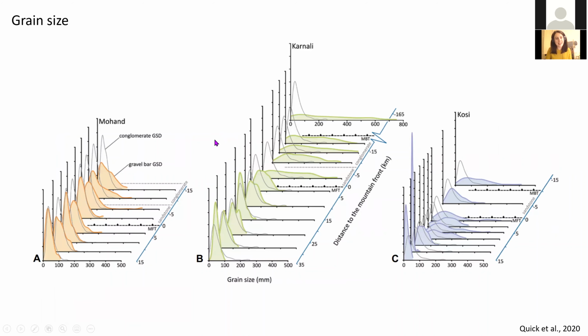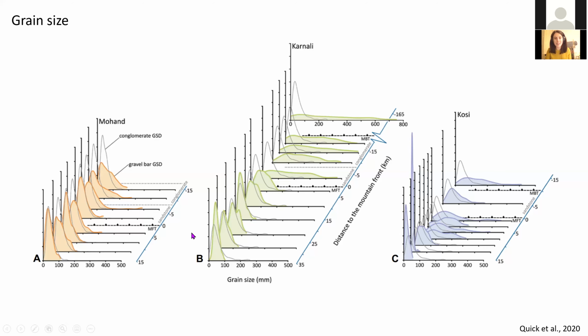And then grain size. Just to run you through this, I took a grain size distribution from the conglomerates of both the Mohand and the Canali, and they're represented by these grey PDFs here. The coloured PDFs are the gravel bar grain size distributions. What we find with the Mohand is as we move progressively downstream and past the mountain front here, the MFT, the grain size distribution of the gravel bars begins to converge onto that of the conglomerate grain size distribution, which suggests that the Upper Siwalik conglomerate is the main control on the grain size in the gravel bars, as we'd expect.